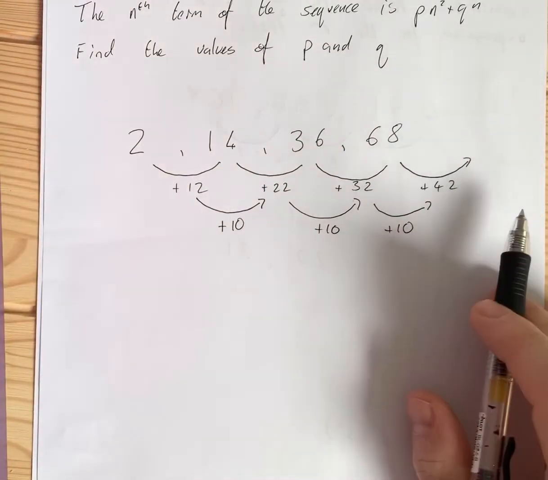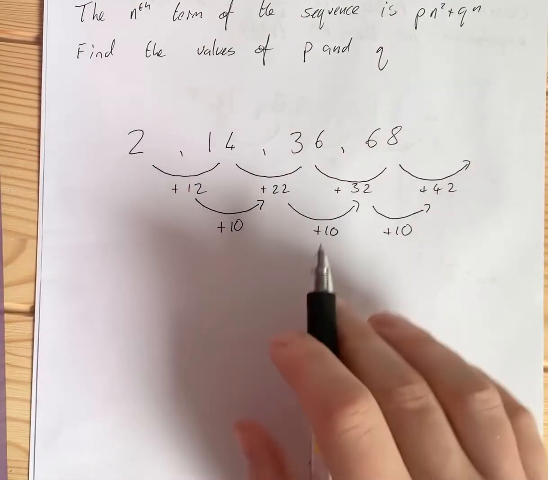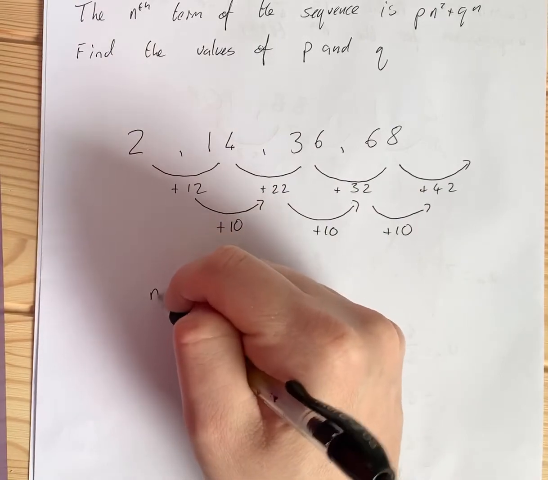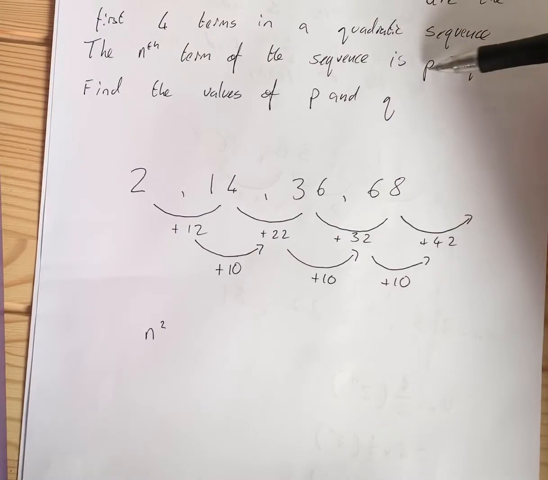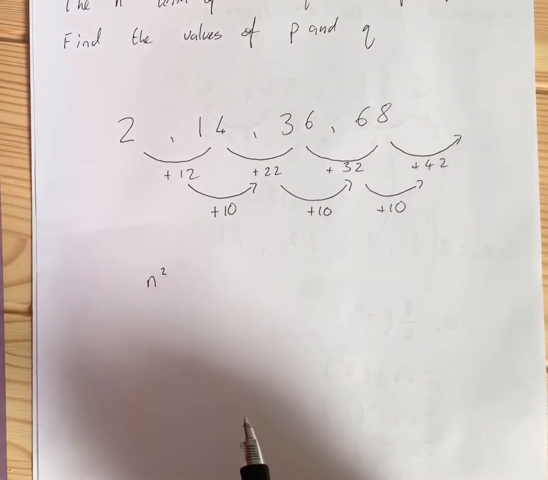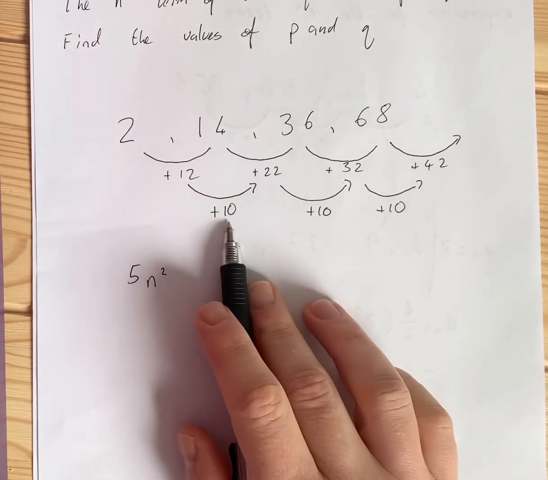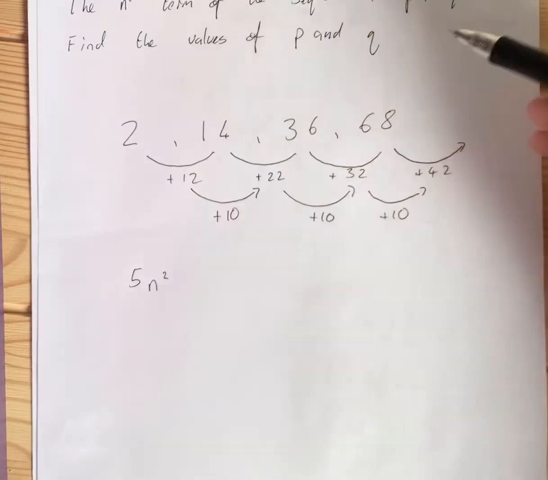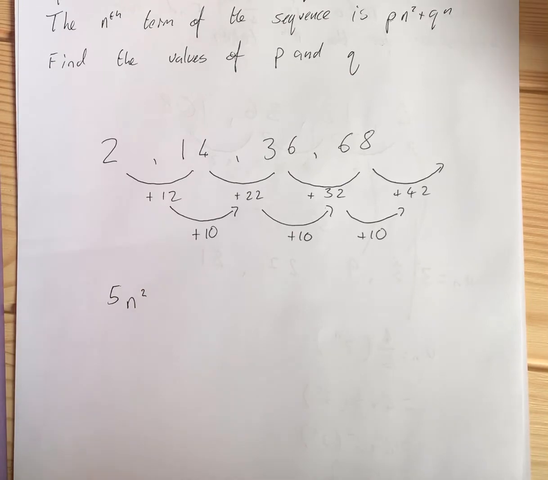So quadratic sequences, you've got a bit of an awareness of this already. We know it's going to have an n squared in it, and to find the coefficient of n squared, the number in front of n squared, or in this case p, we half the second difference. So it's going to be 5n squared because our second difference is 10. So we've already found our value of p. Incidentally, if it was a cubic sequence, which you don't look at at GCSE, you divide it by 6.